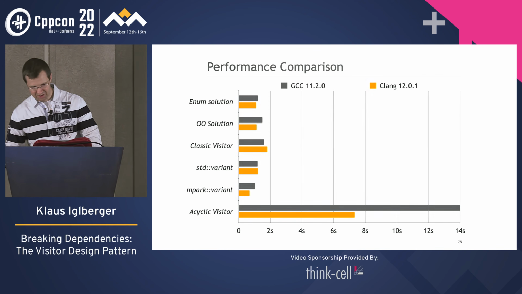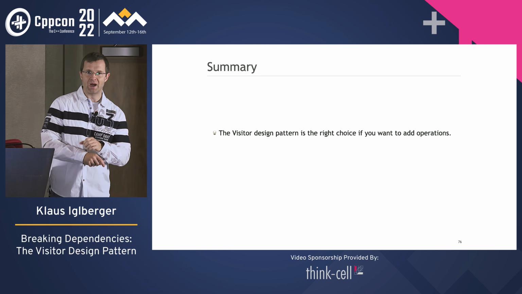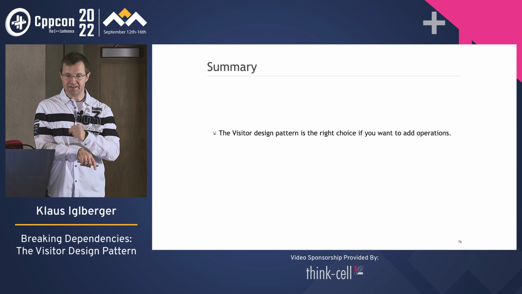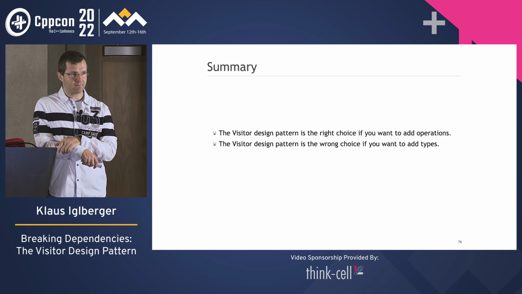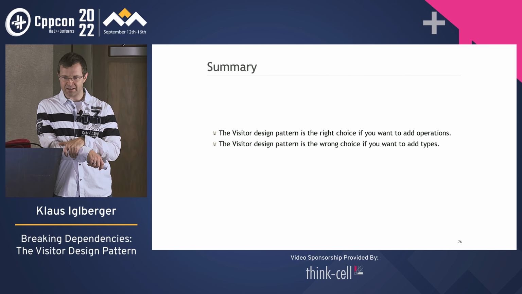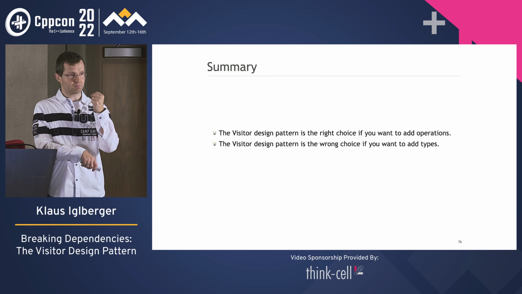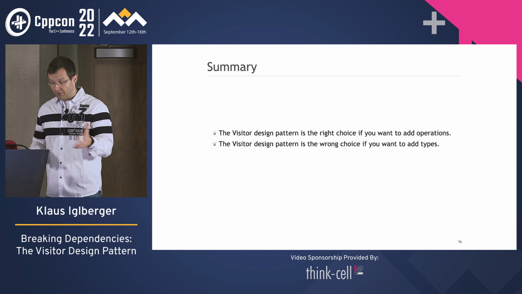Okay, and so allow me to summarize. Yes, if you want to add operations, if this is what you desire, if this is your design goal, then the visitor design pattern is the right choice. But of course, if you want to add types, then please do not use a visitor, which also should give you a little bit of an idea that a variant is not the tool that should appear everywhere. It should be a design choice. Do I have a closed set of types? Yes or no?